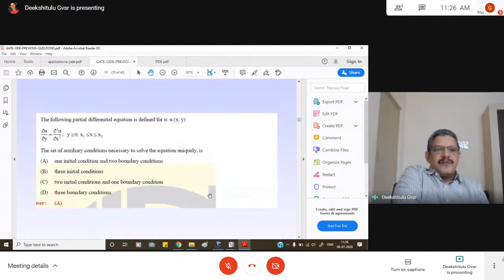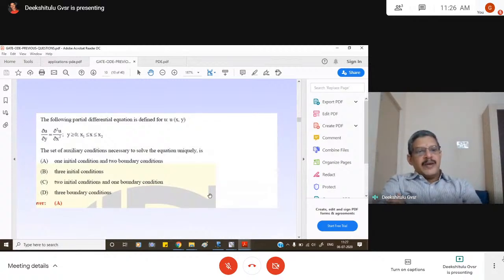The following partial differential equation is defined for u of x, y. Dou u by dou y is equal to dou square u by dou x square. The set of auxiliary conditions necessary to solve the equation uniquely is, we have been dealing with this equation, the one-dimensional heat equation. Only the thing is, in place of t, he has given y. But it looks like a one-dimensional heat equation.